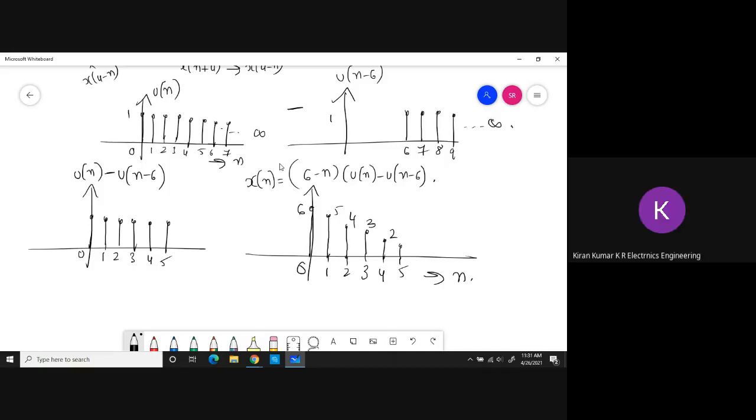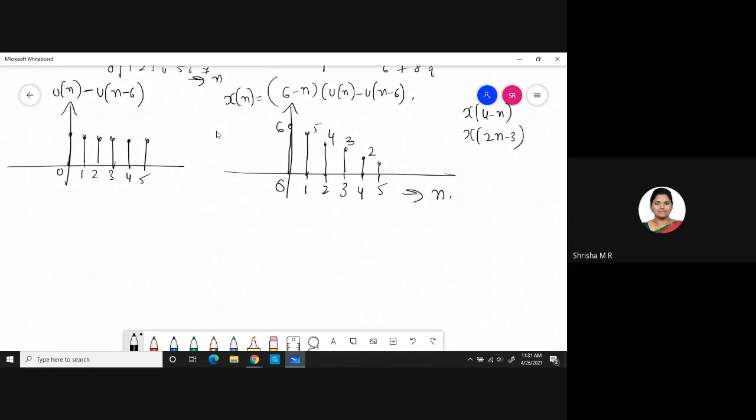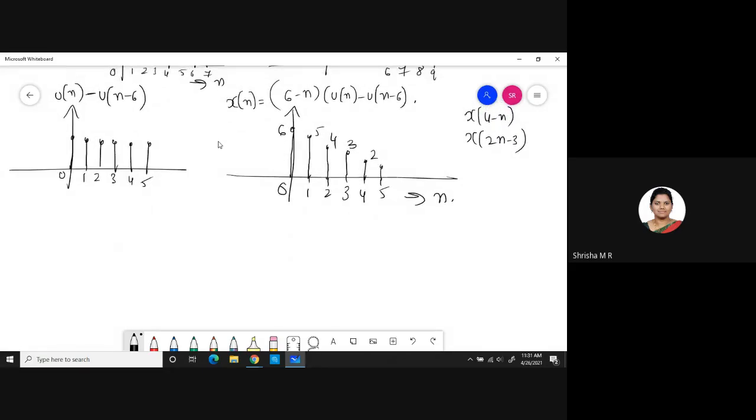This is your x of n in the homework problem. Now I have told you to plot something. What did I tell you to plot? X of 4 minus n and x of 2n minus 3. So for plotting x of 4 minus n, you have to plot x of n plus 4 first.